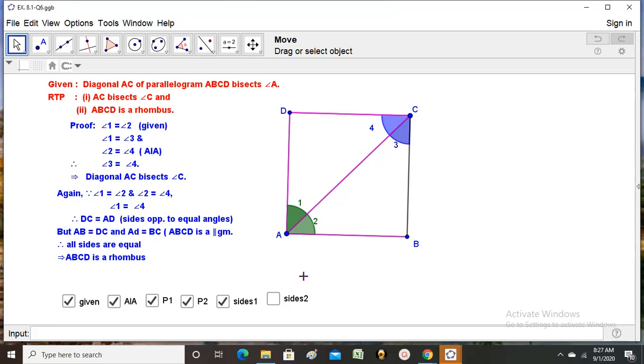And similarly, we can also prove that 2 and 3 are equal, because 1 and 2 are equal and 1 is equal to 3, therefore 2 and 3 are equal. We can say that AB is equal to CD also. So, by all means, all the 4 sides are equal.